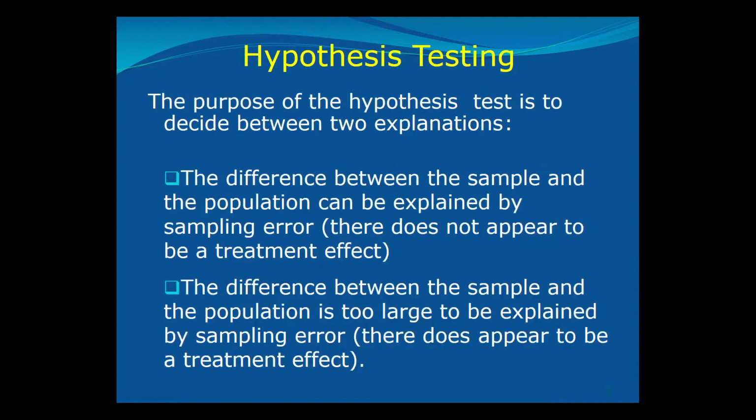The purpose of a hypothesis test is to decide between two explanations. The difference between the sample and the population can be explained by sampling error. There does not appear to be a treatment effect. Or, the difference between the sample and the population is too large to be explained by sampling error. There does appear to be a treatment effect.